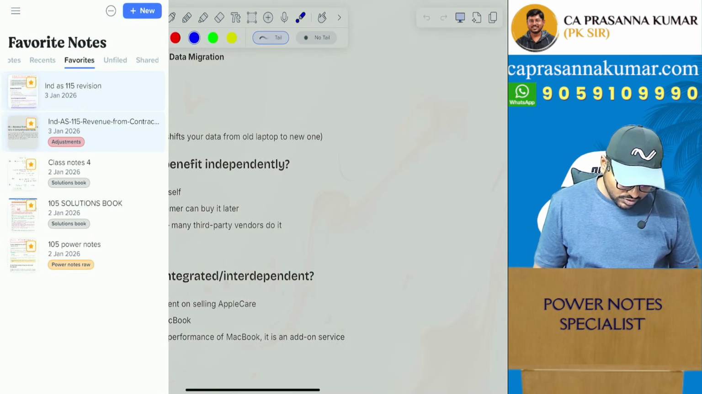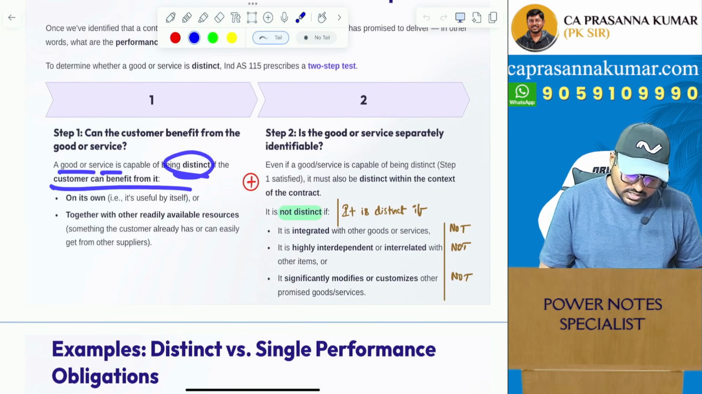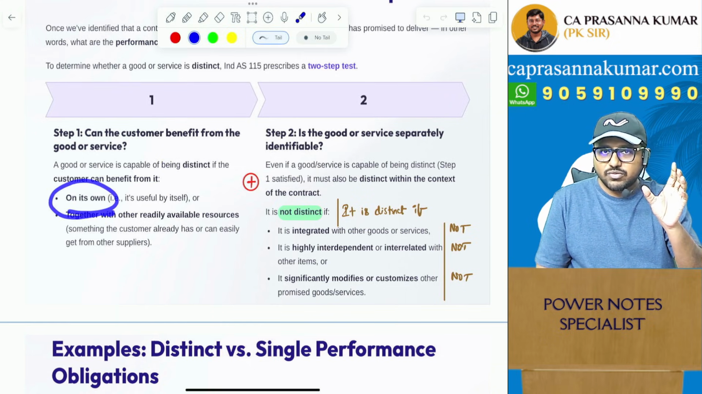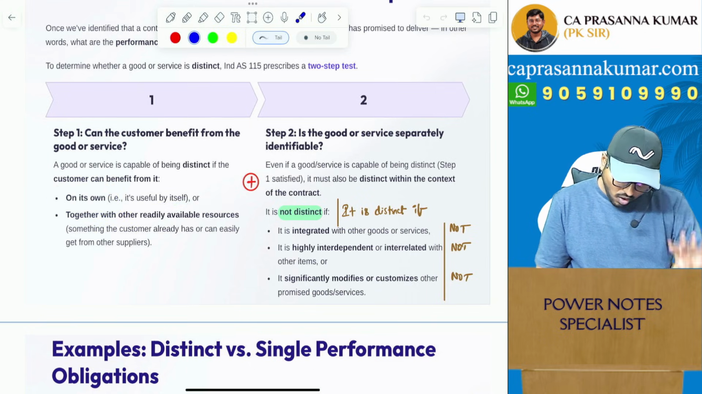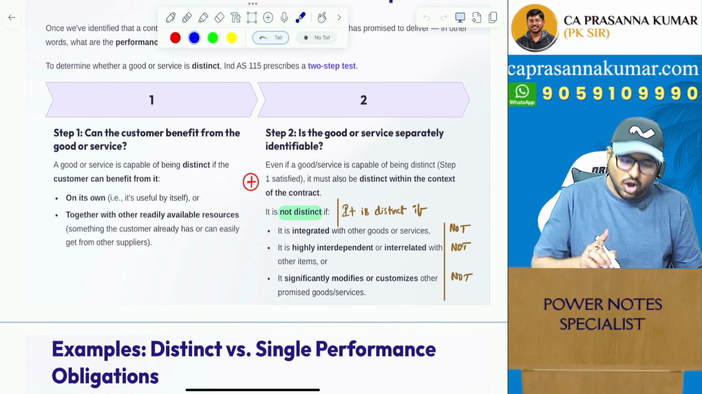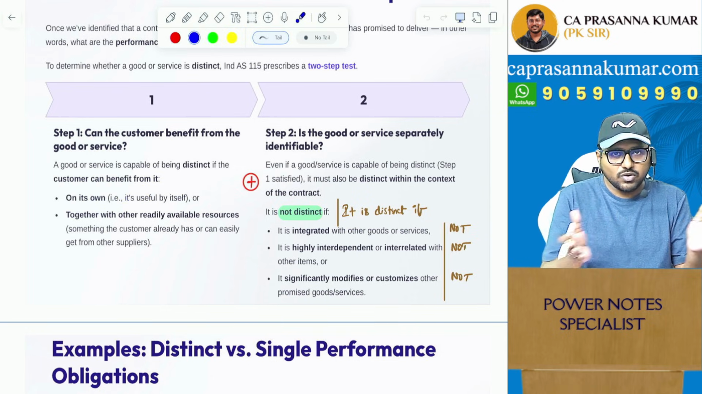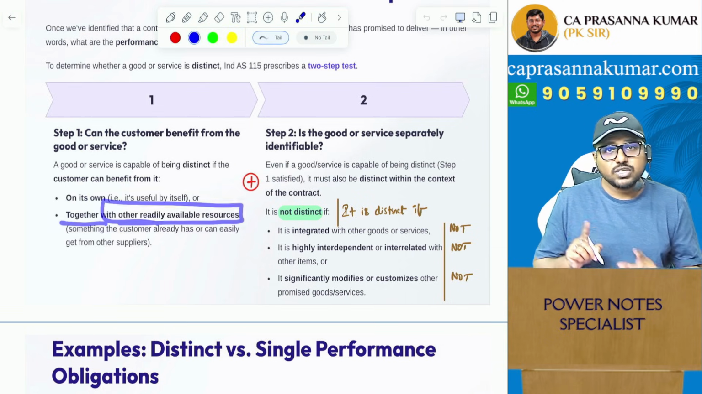So look at the definition over here. Can the customer benefit from the good or service? A good or service is capable of being distinct if the customer can benefit from it on its own. Suppose infinite time battery for Apple iPhone. That's what I'm saying, that is the answer example for the first condition. Or, it is not "and", it is "or". If this is not possible, like in our case, if the battery is getting drained out after 1 or 2 days, together with other readily available resources with the customer.